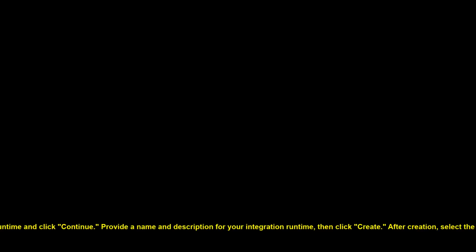Provide a name and description for your integration runtime. Once the download is complete, run the installer on the machine that will host the integration runtime. Follow the installation prompts, agreeing to the terms and conditions. After installation, open the Integration Runtime Configuration Manager.